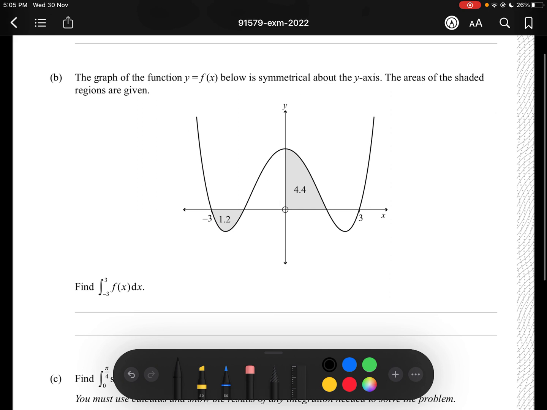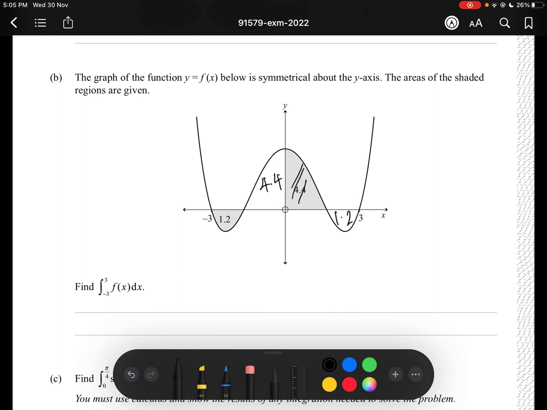For question number B, the graph of the function y equals f of x below is symmetrical about the y-axis. The areas of the shaded region are given. So we do know that it is symmetrical. Right here, this is 4.4, so since it's symmetrical, the left-hand side is also 4.4. And likewise, this is also 1.2. It wants us to find the integral from 3 to negative 3 of f of x dx.